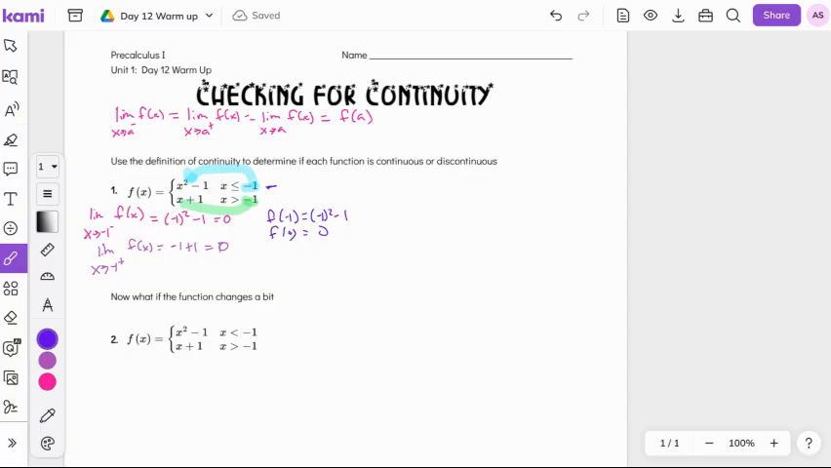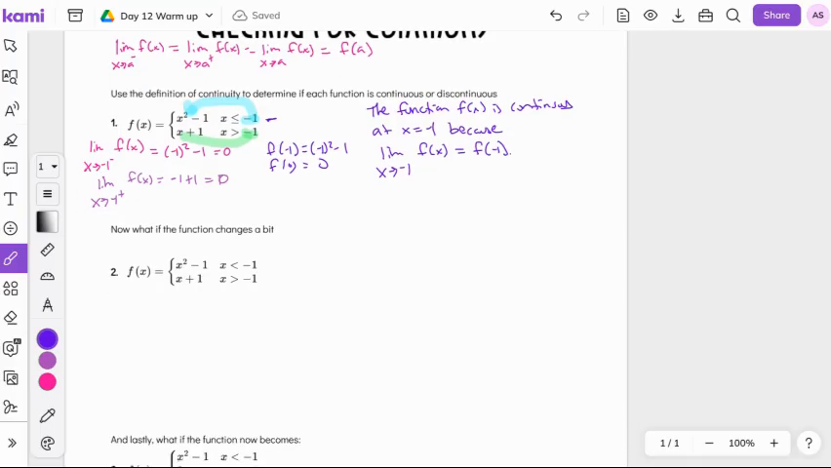So we're going to write this out so that we have the function f of x is continuous at x equals -1 because the plain limit as x approaches -1 of f of x is equal to f of -1. Okay? So we know that it's continuous at this point.